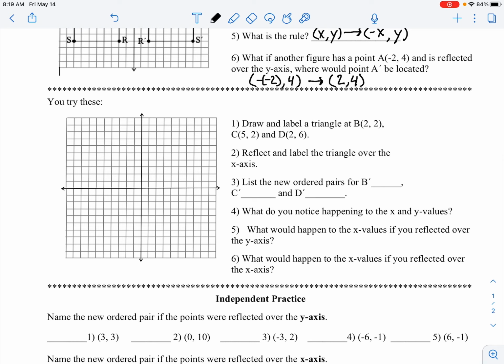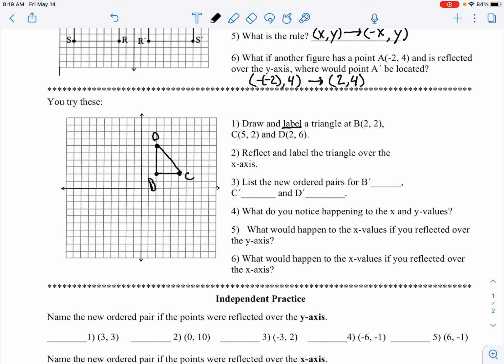So let's move along here. We're going to draw this triangle it's asking us to. So B is 2, 2. That is B. It's asking us to label, so don't forget to label it as well. C is 5, 2. That is C. And D is 2, 6. And this is D. Let me change the position of my labels here. B, C, D. So we have this triangle here.